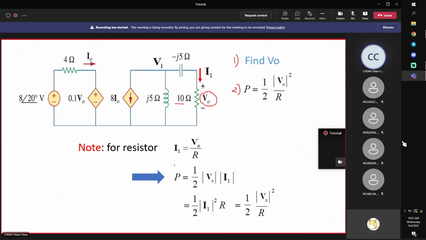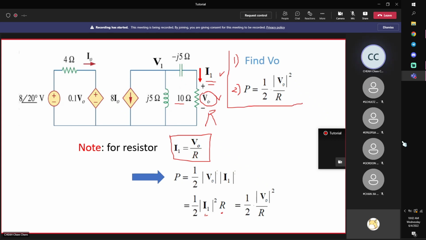Okay, that means that to find average power, you have 3 choices. First, you find V0, then use this one. If you want to find this current I, then you use I squared R. If you want to find both voltage and current, then you use half VI, right? All three are fine for a resistor. Take note that this is only for a resistor, because of the fact that the voltage and current are related by the resistor only.